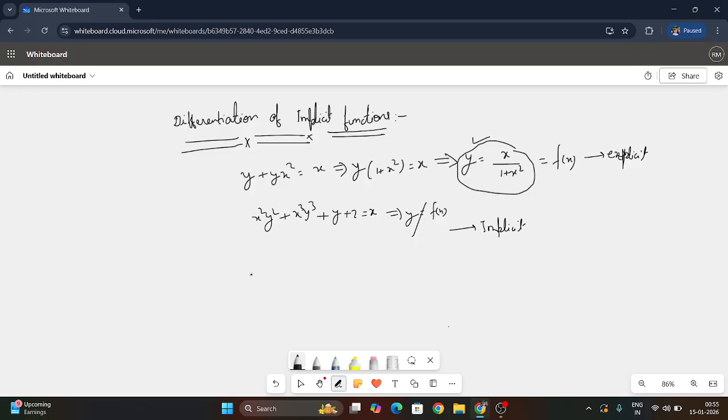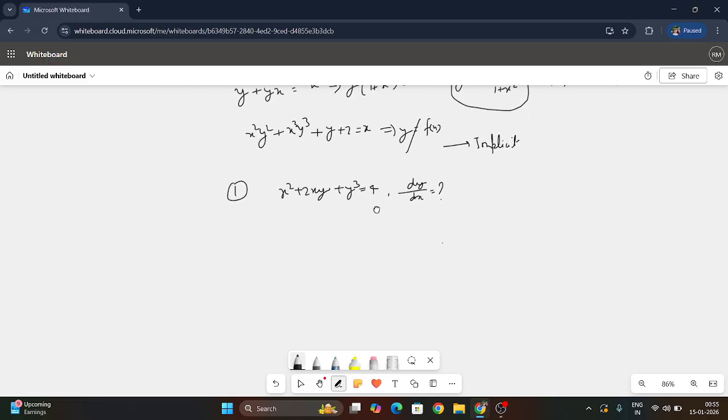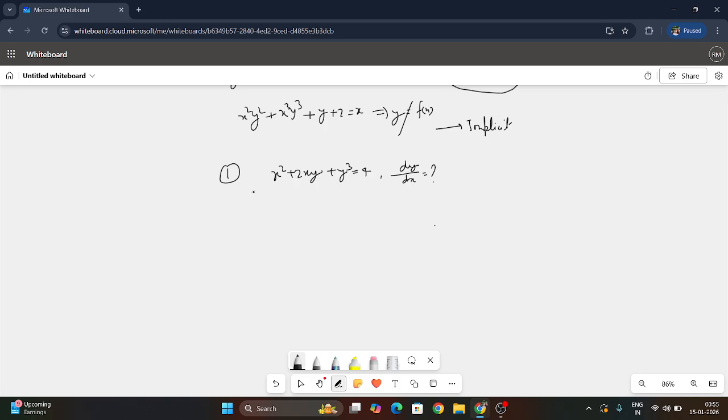Let's take the first example, number first, and that is x square plus 2xy plus y cube is equal to 4, and you have to find the dy by dx of this question. How to do that, let's solve it. So differentiate this with respect to x, so you get 2x plus 2 times x and y. So differentiate x times y, that is 1 into y plus x dy by dx, plus 3y square and dy by dx equal to 0.